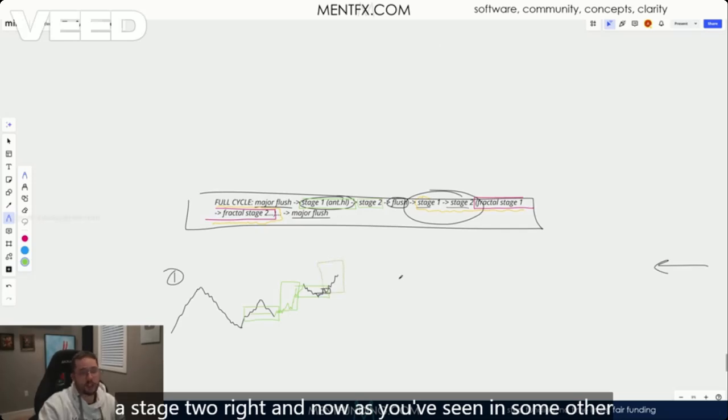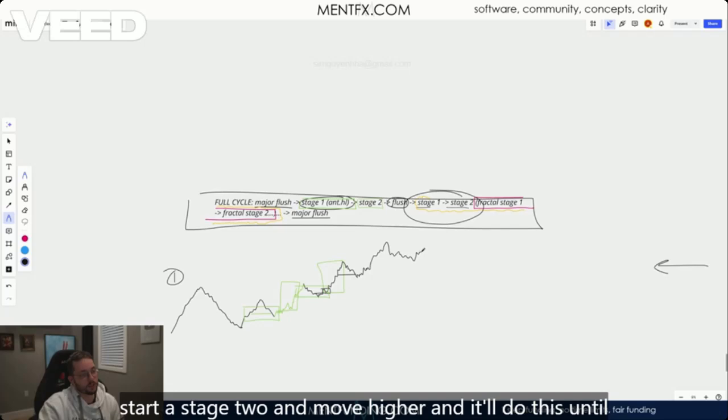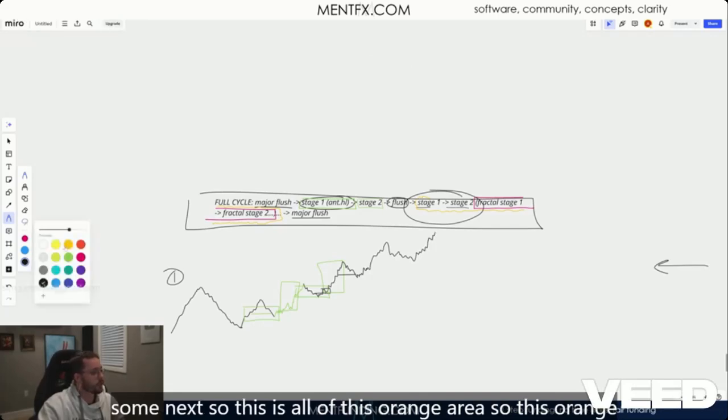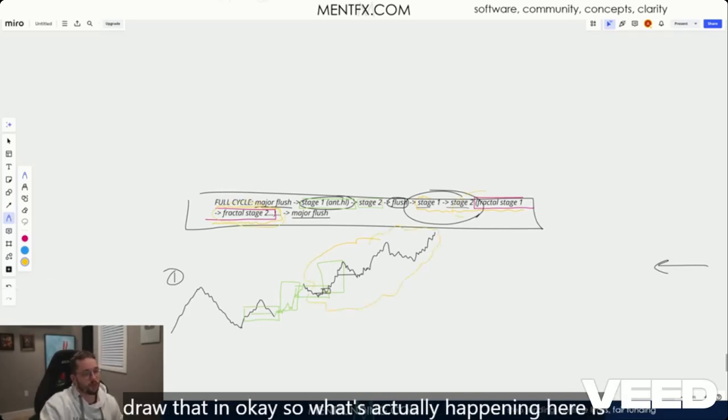And now, as you've seen in some other examples, this can repeat indefinitely. We might see price flush out again, start a stage one, start another stage two higher, and start a stage one, fall down, start a stage two, and move higher. And it'll do this until some next failure. So this is all of this orange area. So this orange area is what is represented right here when you saw me draw that in.